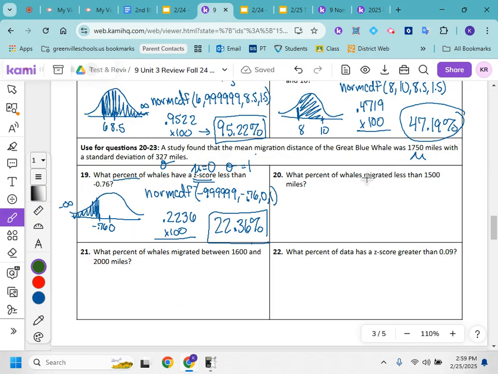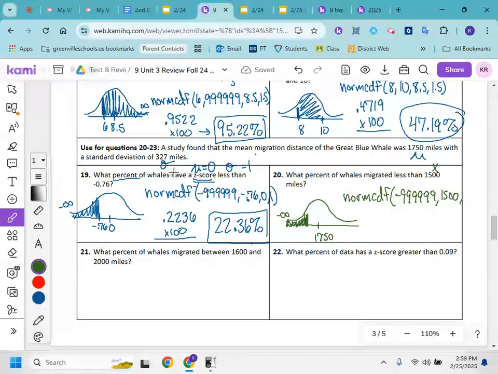All right, what percent of whales migrated less than 1,500? That's an X value, that's not a Z-score. So less than, so we're back to these numbers. I have a mean of 1750, that's in the middle. So 1,500 is on the left, so you know it's less than 50%. So we're trying to use negative infinity, but we can't. So we're going to use a very small number to 1,500. And we are now using the mean of 1750 and the standard deviation of 327.